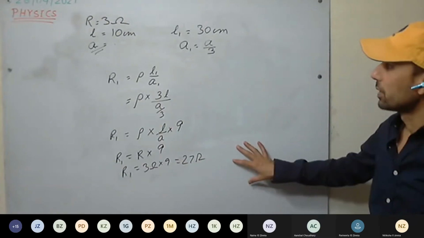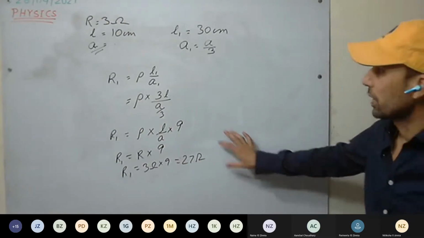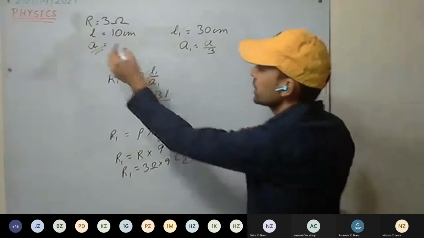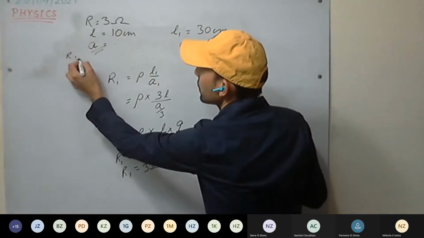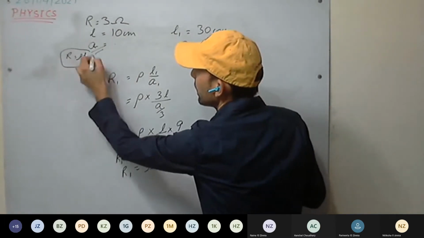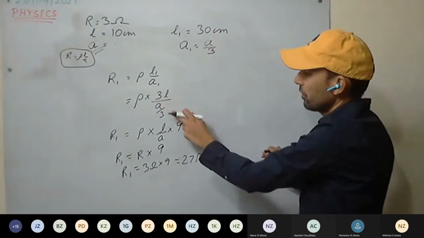Any doubt? Yes, sir. Okay. This resistance we have taken R equal to rho L by A. The new resistance is L1 upon A1, which we have just put.